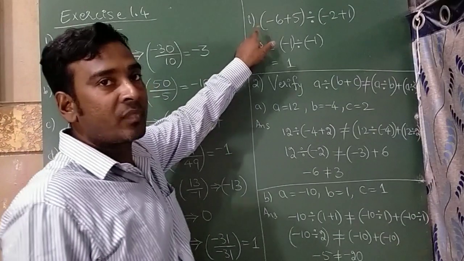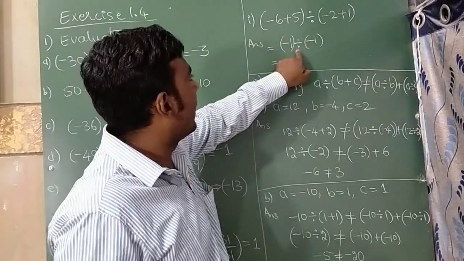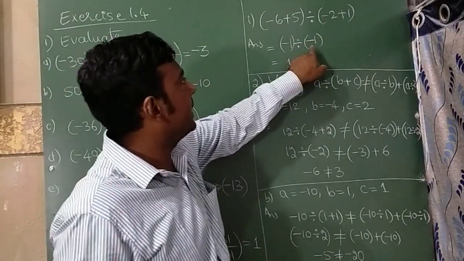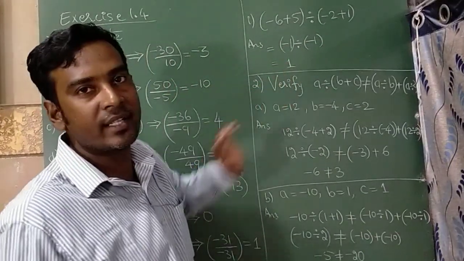Now I. Minus 6 plus 5 is minus 1. Divide minus 2 plus 1 is minus 1. Minus into minus is plus. 1 divided by 1 is 1 itself.